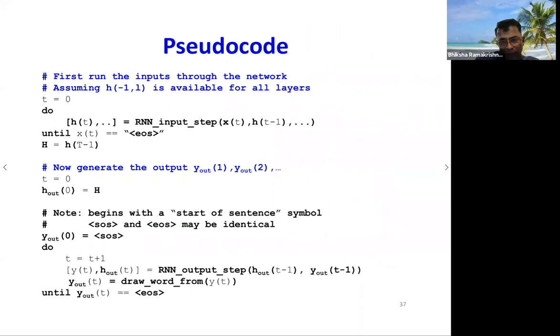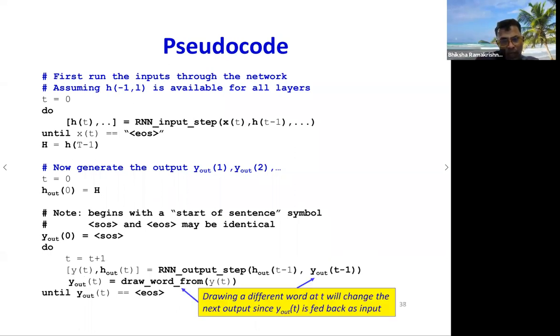So here is the modified pseudocode. This is the same pseudocode as before, but in the RNN recursion, there's one minor change. Instead of only inputting the previous hidden state, we are actually also inputting the actual word that was drawn at the previous time. And so that means that the next distribution also depends on the word that you specifically selected at the previous time. So drawing a different word over here is going to change the input to this recurrent step at the next time, and it will also change the output at the next time.